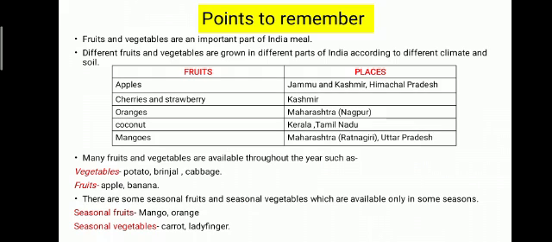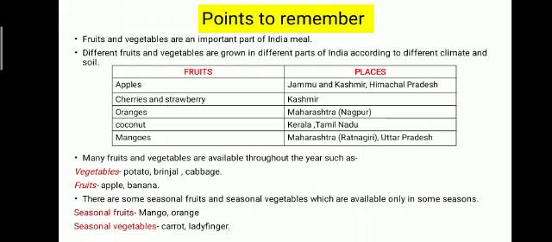Like different food grains are grown in different parts of India, in the same way fruits and vegetables are grown in different parts of India. Here I have mentioned some fruits and places where they are grown. So let's study this table also. Apples are grown in Jammu Kashmir and Himachal Pradesh. Cherries and strawberries are grown in Kashmir. Oranges are grown in Maharashtra, basically in Nagpur.